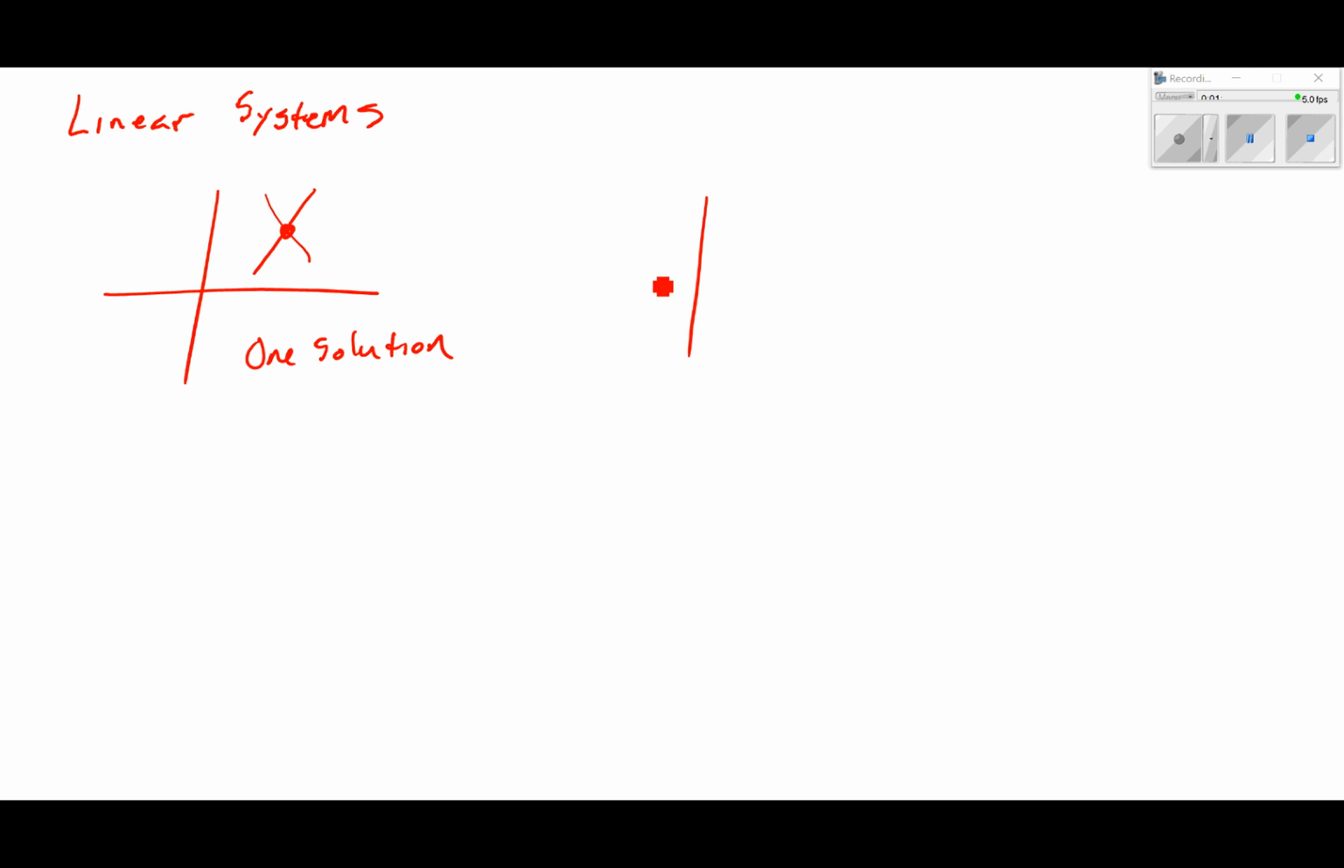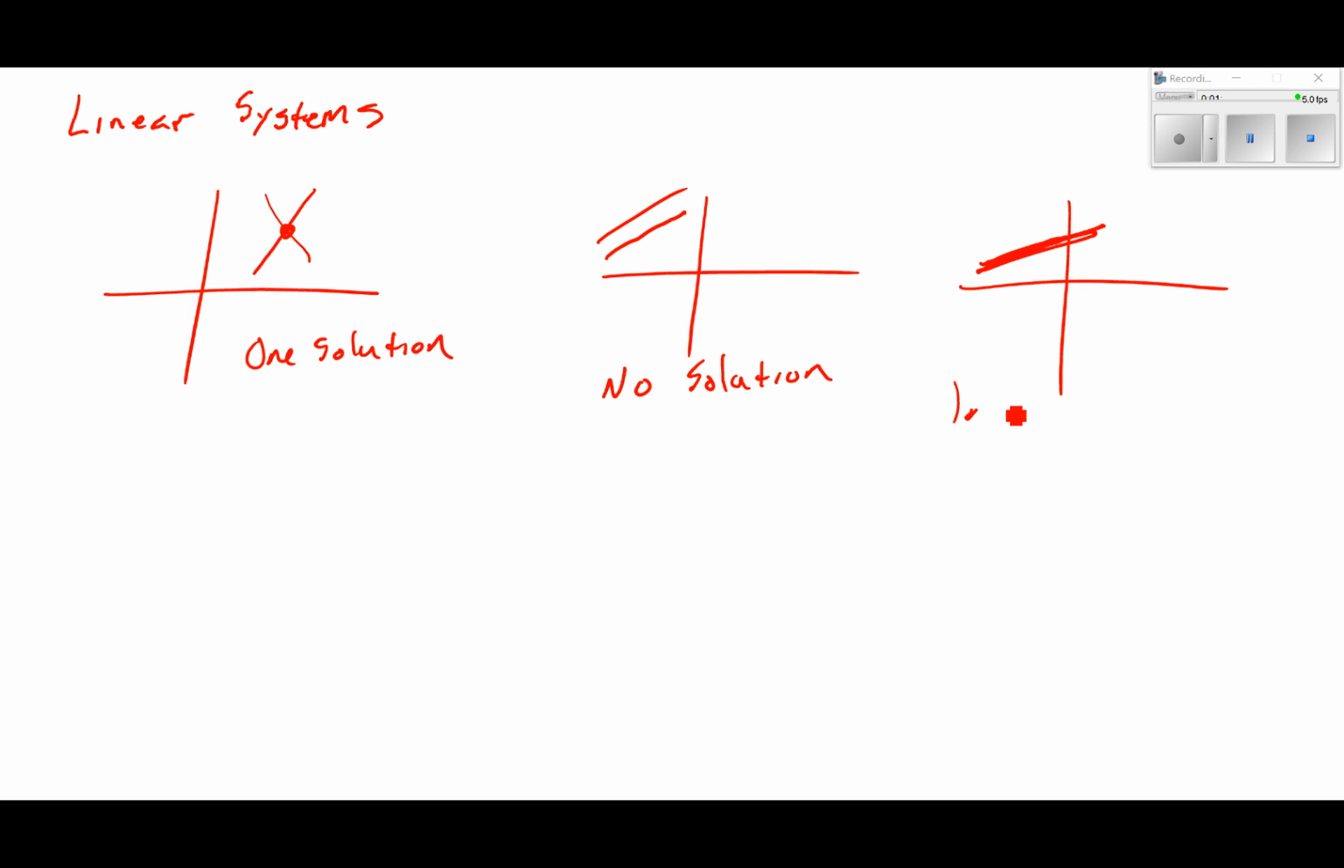Let's talk about the number of solutions. When we were dealing with strictly linear systems, we had something that maybe looked like this, and that would create one solution. If we had parallel lines, this was no solution. And we could have two lines on top of each other, and that would have been infinite solutions.